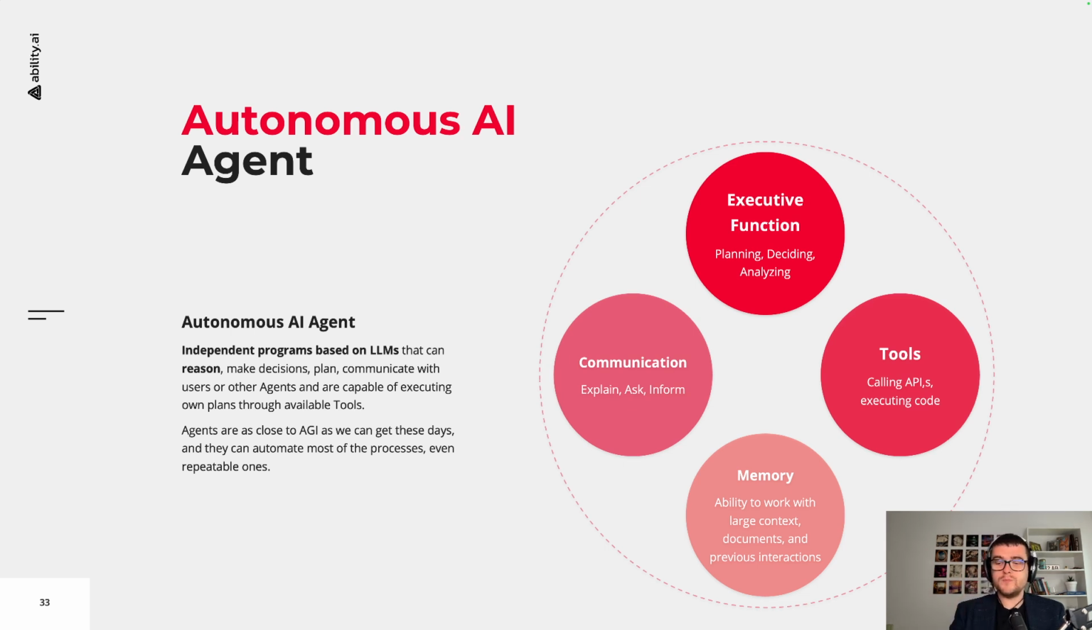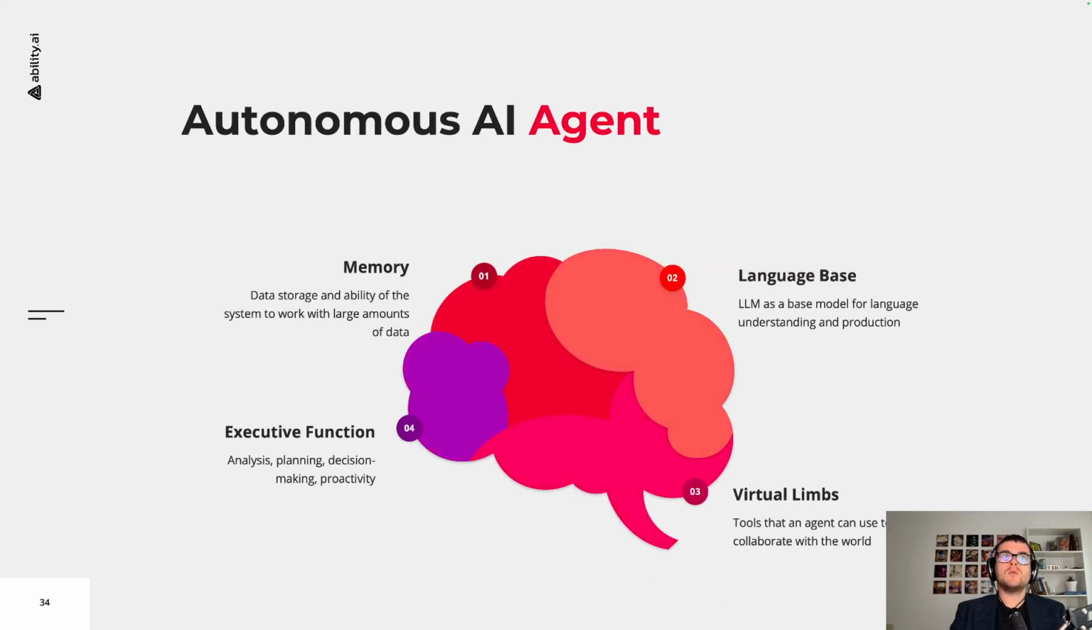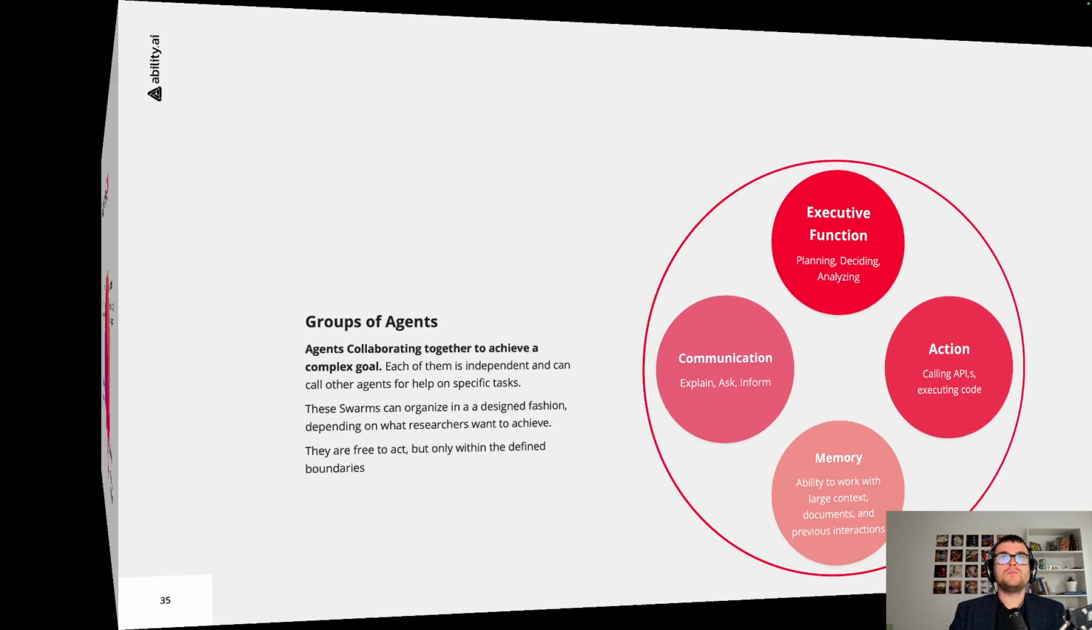But that's not all. Well, first of all, this is a nice demonstration of the brain analogy, where we also have executive function, memory, language base, and virtual sort of limbs. The same goes with autonomous agents.